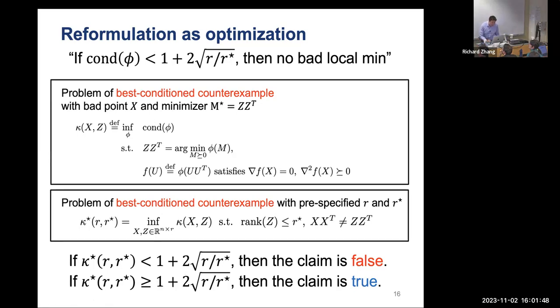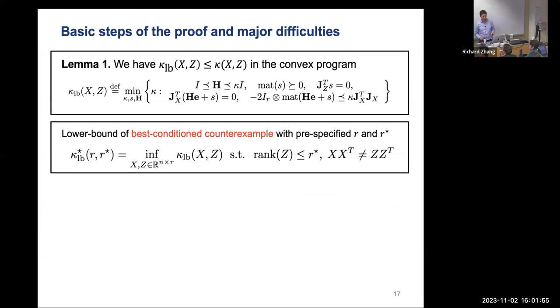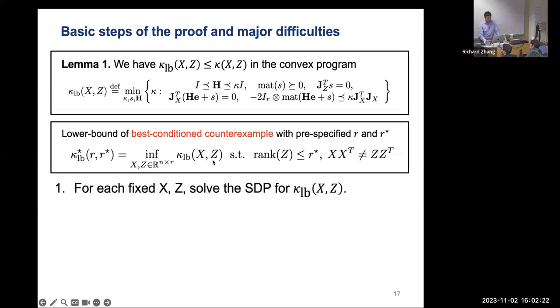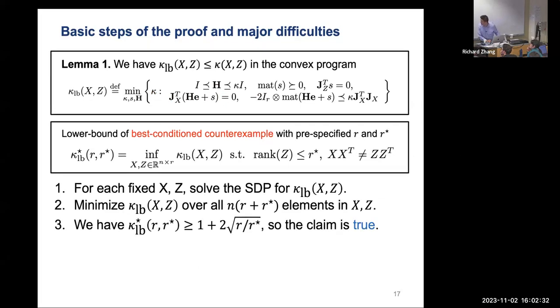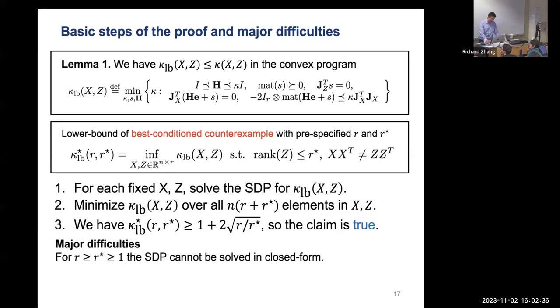And now actually trying to solve this optimization problem to get this threshold turns out to be most of the difficulty of this proof. It turns out that the first part, finding a counterexample for a fixed spurious point x and global min z, is not quite a convex SDP, but it can be lower bounded by a convex SDP. So this we can solve, sort of in closed form, and then we try to optimize this semidefinite program over all pairs of spurious points x and global min z. The idea is for each pair of x and z, we solve the SDP and then we optimize over all pairs. And we're going to find that the threshold is 1 plus 2 square root of r divided by r star, and so the claim is true.